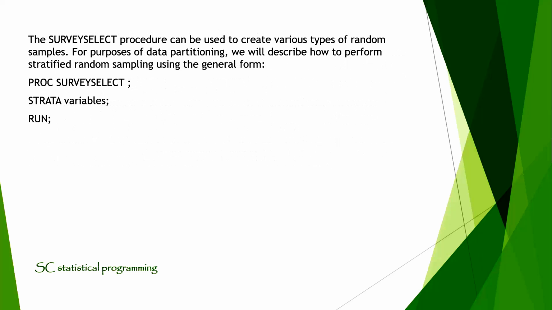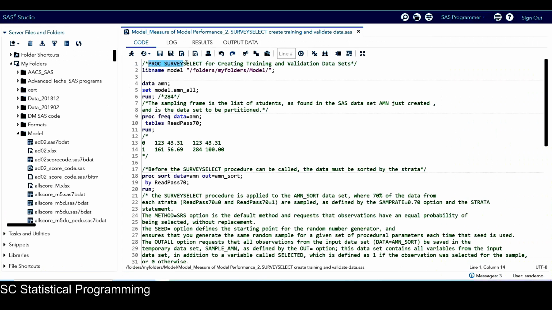The SURVEYSELECT procedure can be used to create various types of random samples. For the purpose of data partitioning, we will describe how to perform stratified random sampling using the general form below. We're going to look at how to use Proc SURVEYSELECT for creating training and validation datasets.